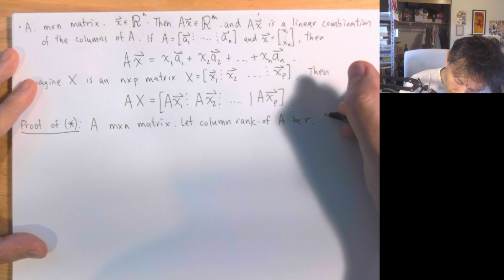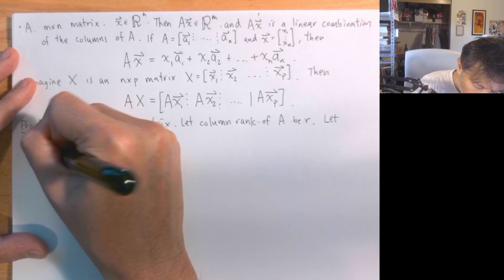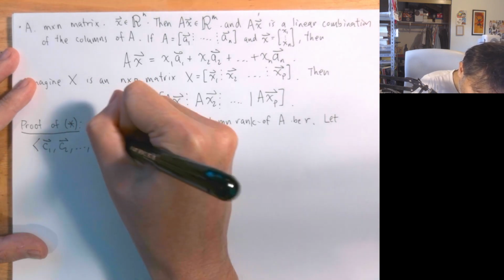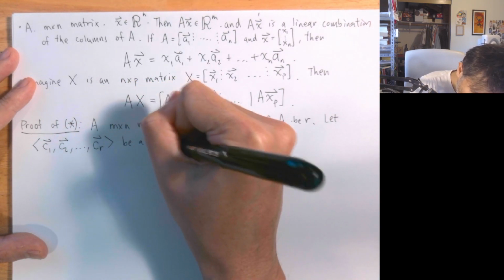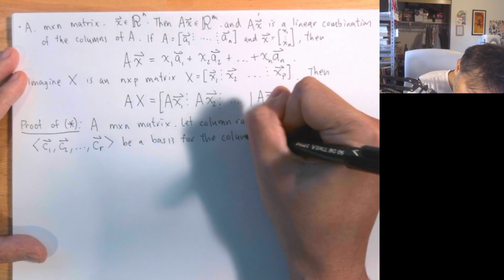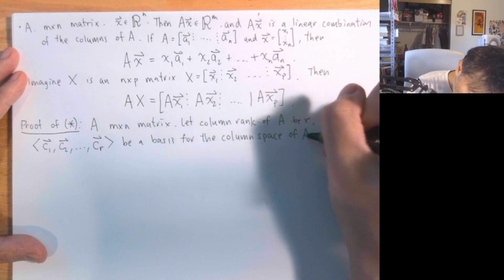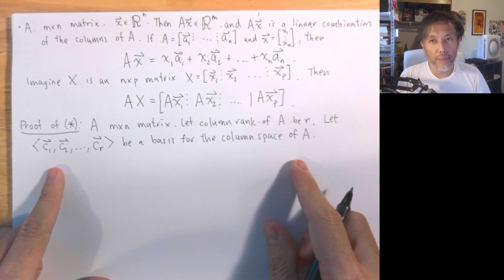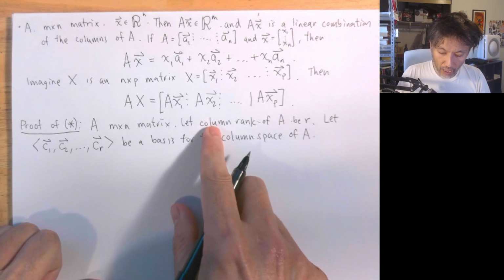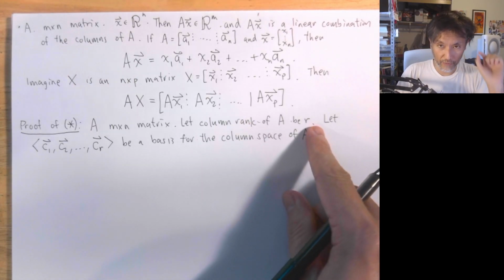And let's let C1, C2, all the way up to Cr be a basis for the column space. So sanity check. These are r vectors. Why? Because the dimension of the column space, aka the column rank of A, we define to be r.